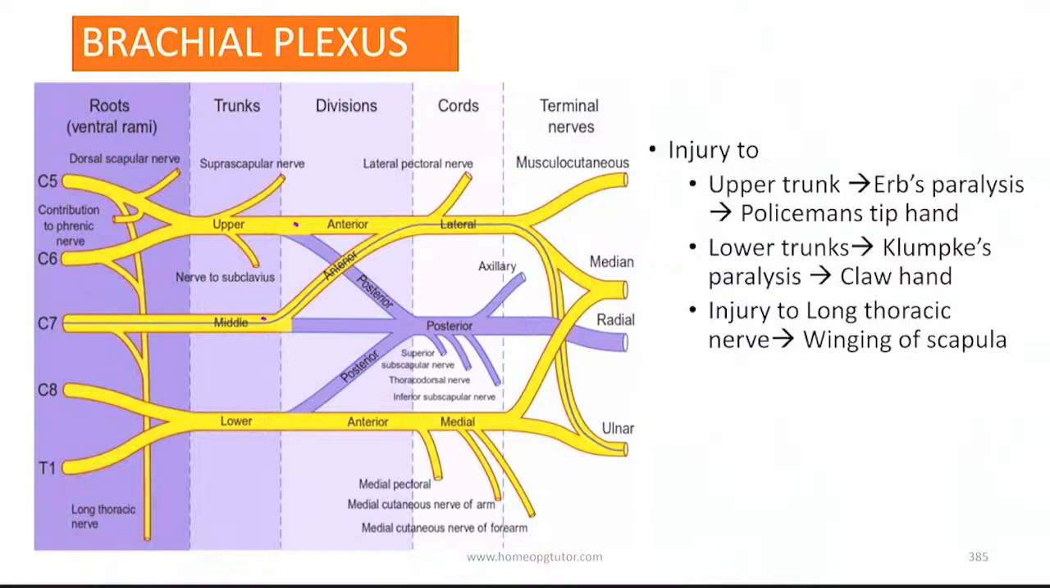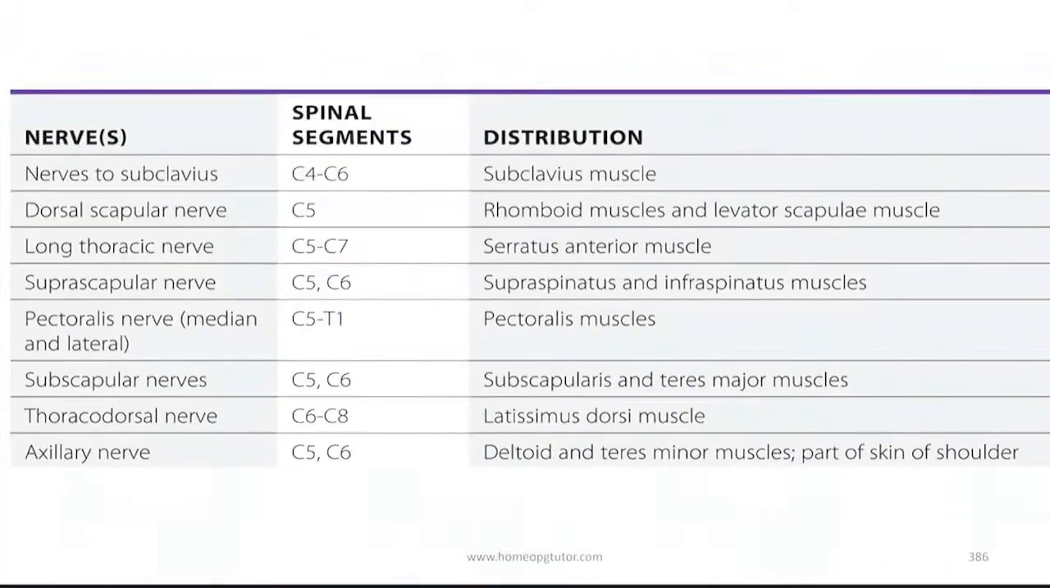Serratus anterior is attached to what? It is attached to the scapula. So winging of scapula will occur. Okay, winging of scapula will occur in case of long thoracic nerve injury. Okay, so that was about brachial plexus. These are the nerves and these are the spinal segments or root values.